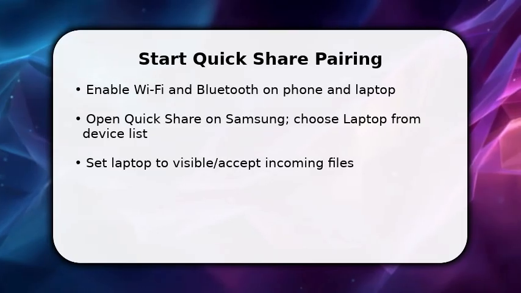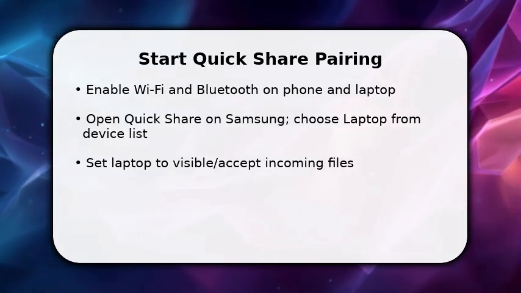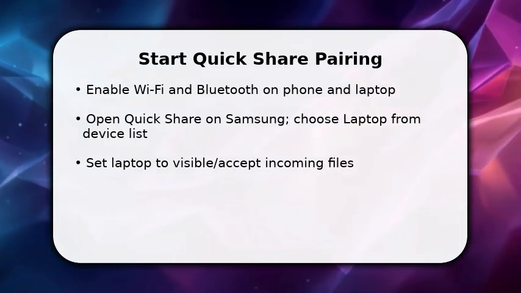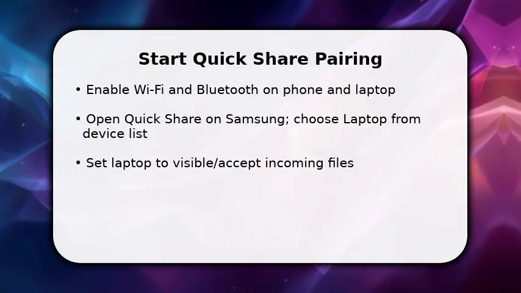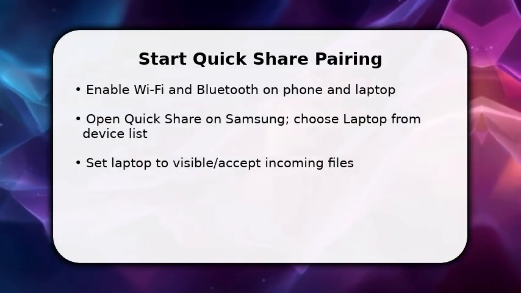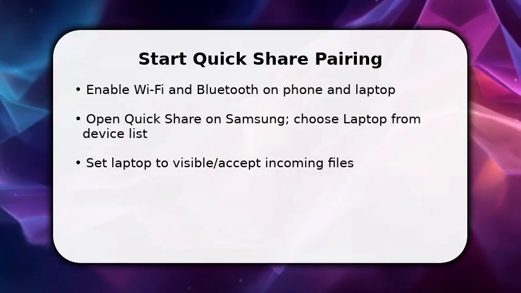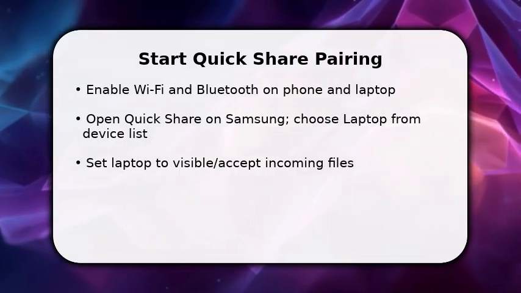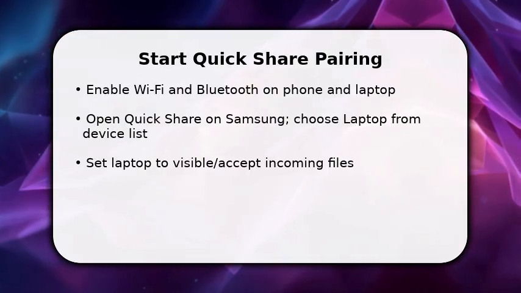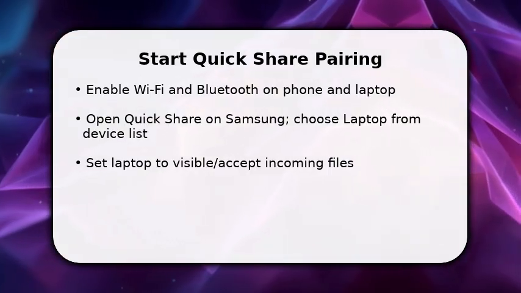You begin by enabling Wi-Fi and Bluetooth on both devices. This creates the local channel Quick Share uses. Open the Quick Share app on your Samsung and scan for nearby devices. Your laptop should appear. Once visible, tap the laptop name and send an initial small file to prompt the handshake.